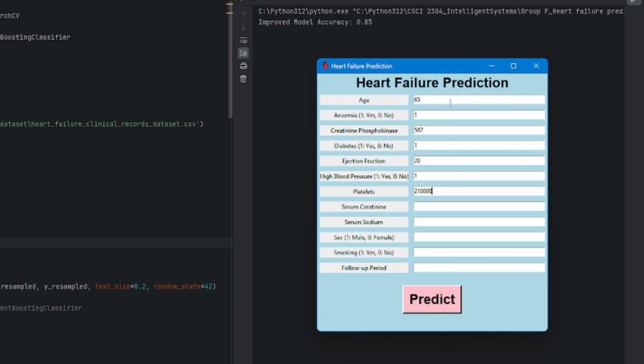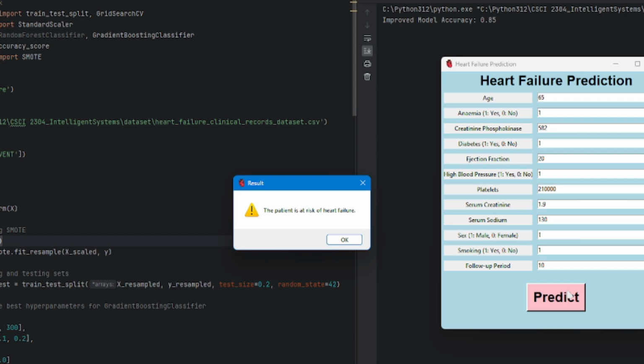Then there is the level of creatinine in the blood, and next is the level of sodium, the gender of the patient, and whether the patient is smoking or not, and lastly is the follow-up period, which is the follow-up period after the heart failure event. And lastly, we're going to click predict to see whether this patient is at risk of heart failure or not. And here we can see the patient is at risk of heart failure.